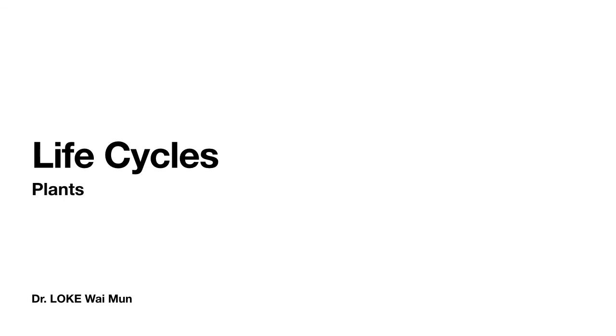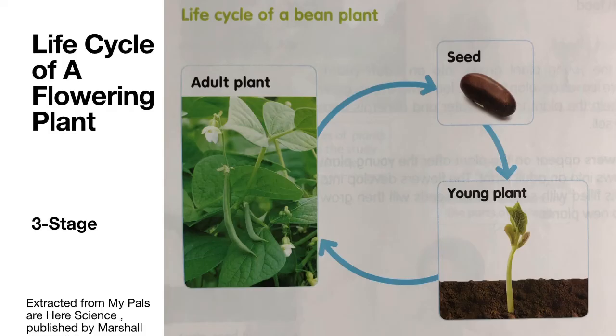Remember just now I talked about the life cycles of animals. Plants also have their own life cycle, but we only want to study one type of life cycle of a plant. So the life cycle of plants is quite straightforward. It involves 3 stages: the seed, the young plant, and the adult plant, right? The adult plant will produce a seed. The seed will grow into a young plant, and a young plant, which resembles the adult plant, will actually grow up to become the adult plant. So that's the 3-stage life cycle of a plant.